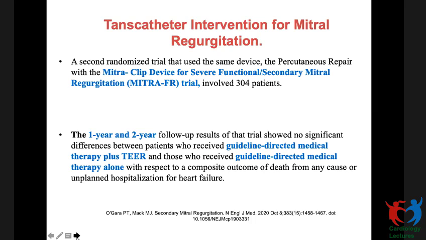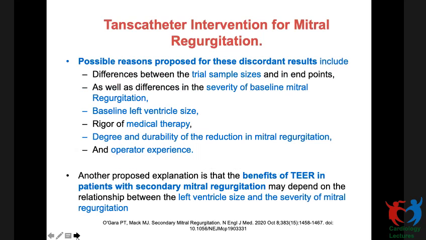So the major difference between the COAPT and MITRA-FR trials may be due to various possible reasons. Those proposed for these discordant results include differences in trial sample size, that is COAPT included 600 whereas MITRA-FR included only 300, the difference in the severity of baseline mitral regurgitation, baseline left ventricular size, rigor of medical therapy, degree and durability of the reduction in mitral regurgitation, and operator experience. Because maybe in MITRA-FR, once it was recognized, the number of operators might have improved. So it's leading to a change in the experience of the operators who are using them.